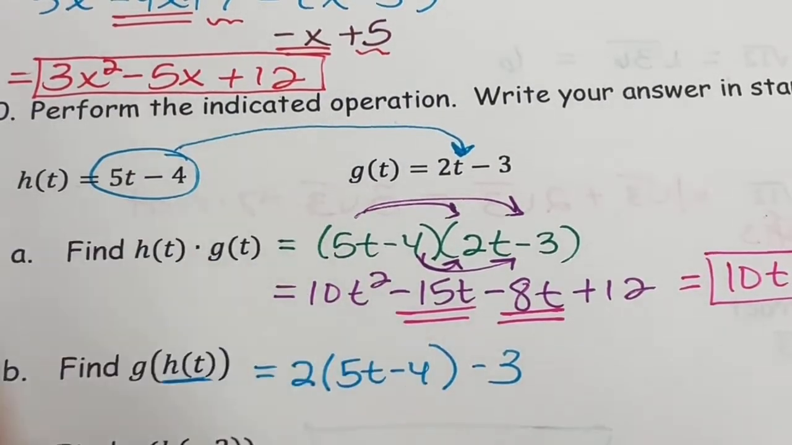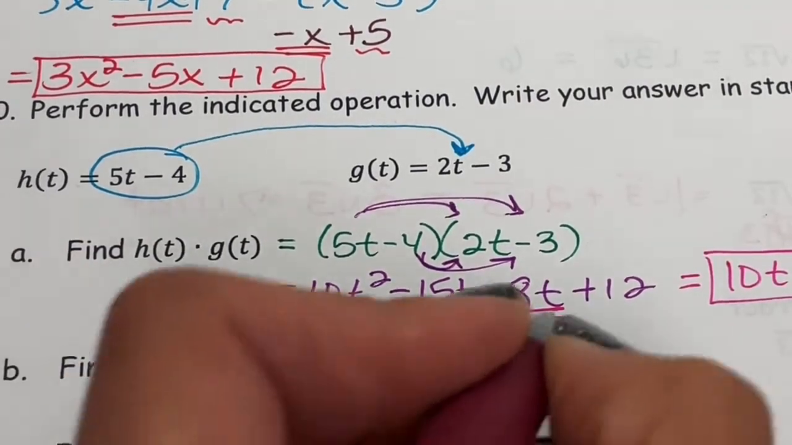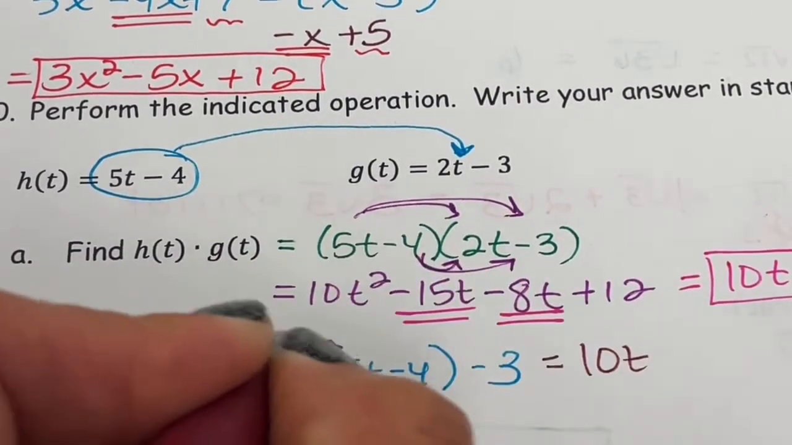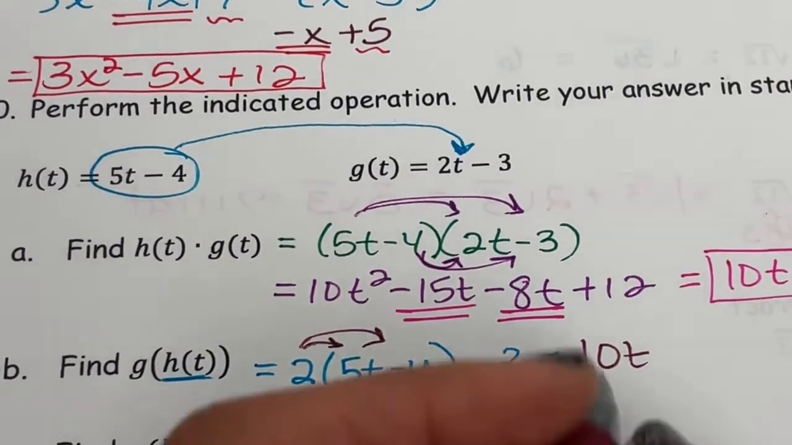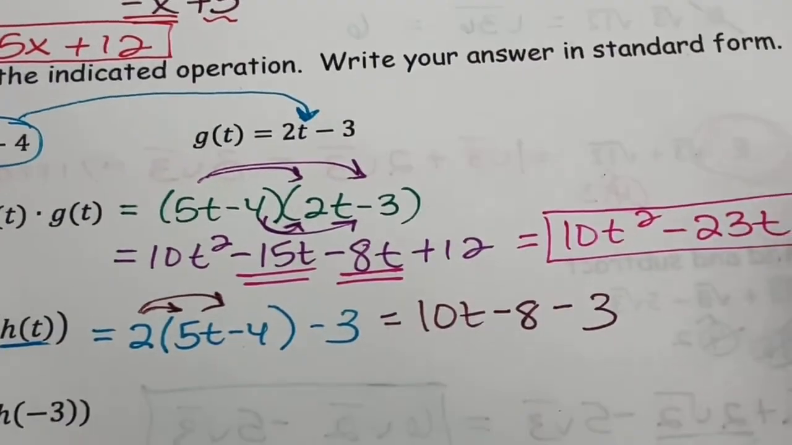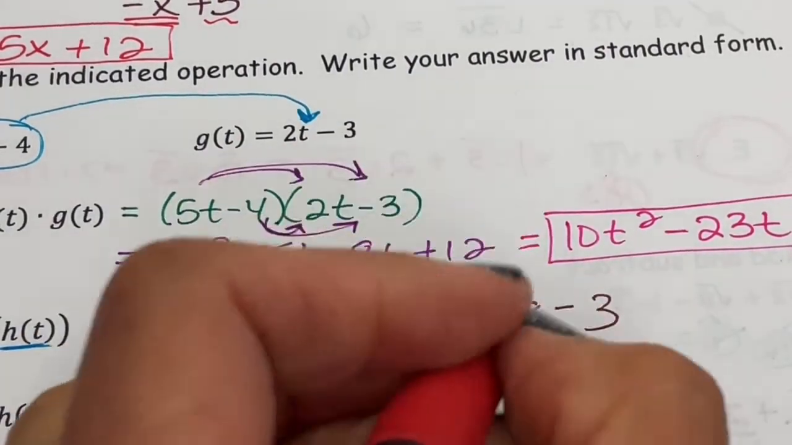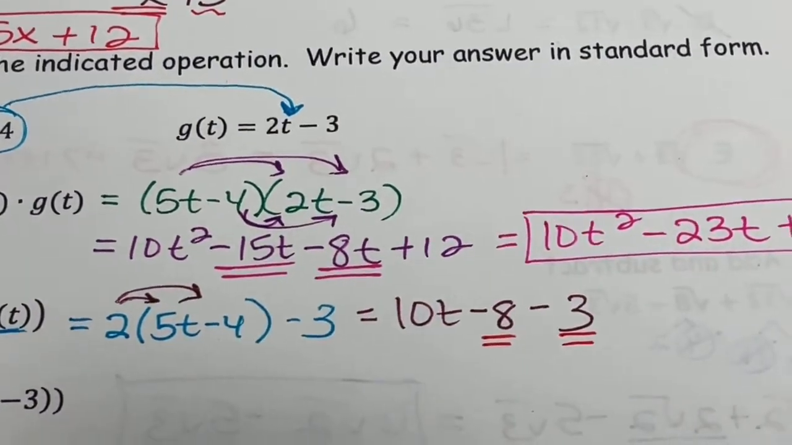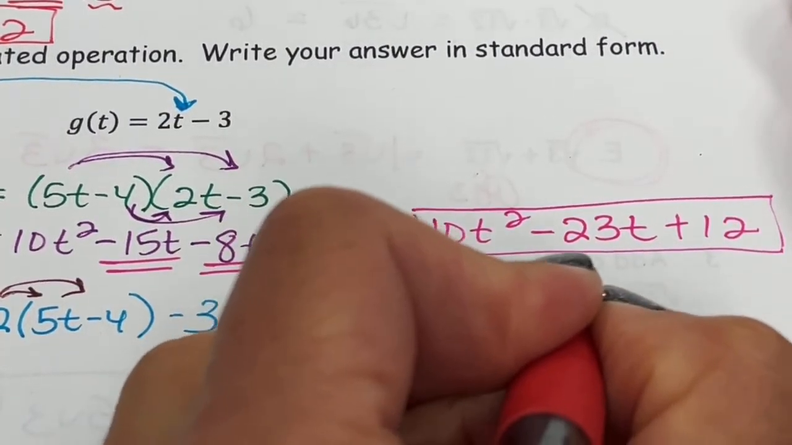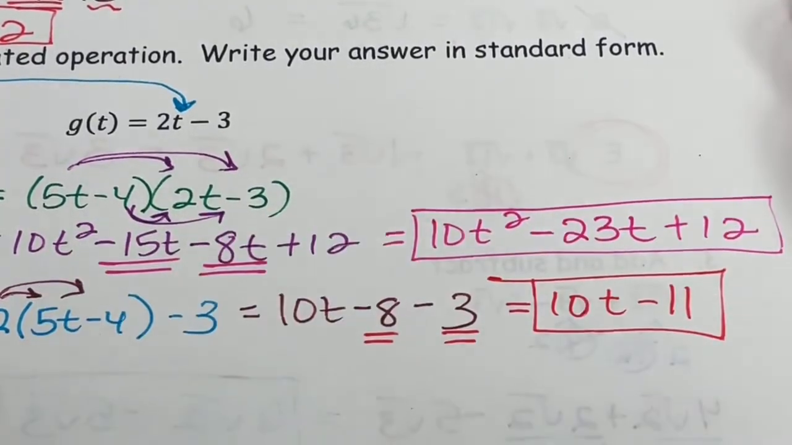Okay, we got to distribute that 2. So 2 times 5t is a 10t. 2 times negative 4 is a negative 8. And then there's a minus 3 on the end there. I have like terms with the negative 8 and the negative 3. They're both negative, so add them and keep the negative. So that'll be 10t minus 11. And I can't go any further than that.